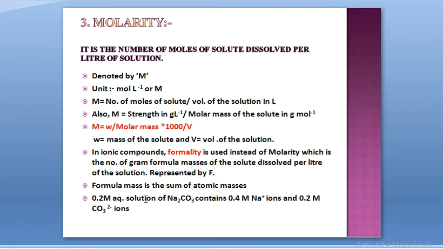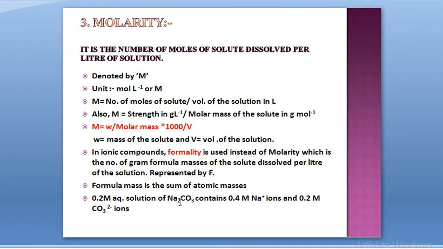We have written a simple example here. अगर हमारे पास 0.2 molar aqueous solution of sodium carbonate है, it will contain 0.4 molar Na plus ions and 0.2 molar carbonate ions. Why? Because in an aqueous solution, 1 mole of sodium carbonate will give us 2 moles of Na positive ions.